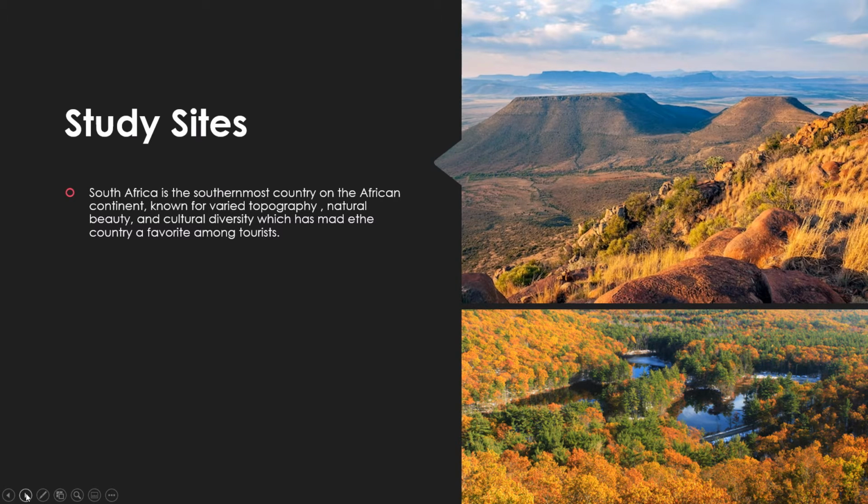Now, South Africa is the southernmost country on the African continent. It's bordered by Namibia to the northwest, Botswana and Zimbabwe to the north, Mozambique and Swaziland to the northeast and east, and Lesotho is an independent country in an enclave in the eastern part of South Africa, so it's entirely surrounded by South Africa. It also borders two oceans: the Indian Ocean to the southeast and the Atlantic to the southwest. It has an estimated population of over 60 million people.